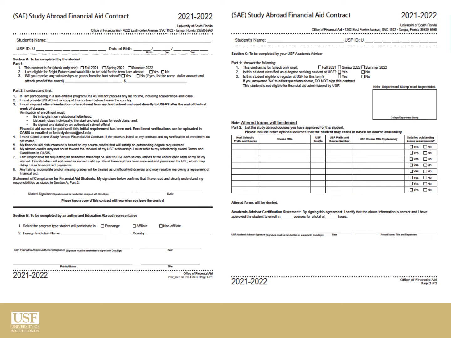In order to disperse funding, you must complete the Study Abroad Financial Aid Contract. This is available on the Forms section of the Financial Aid website. The student completes Part 1, an Education Abroad advisor completes Part 2, and your academic advisor completes Part 3. The academic advisor must indicate that a course counts towards degree progression in order for financial aid to consider it a fundable hour.